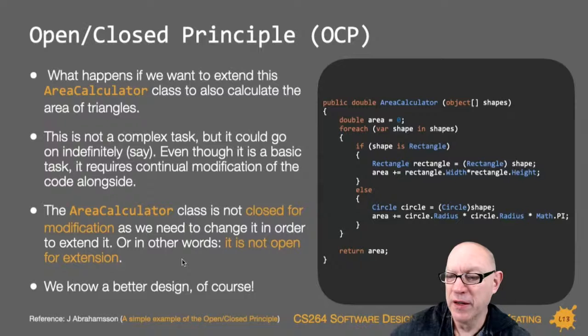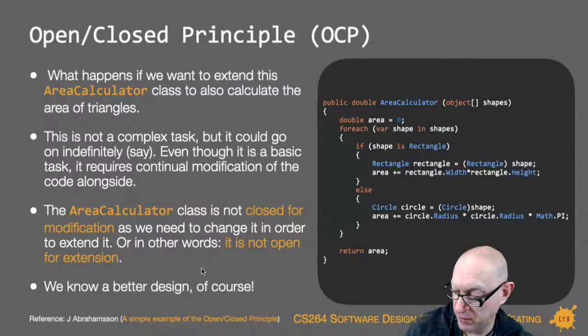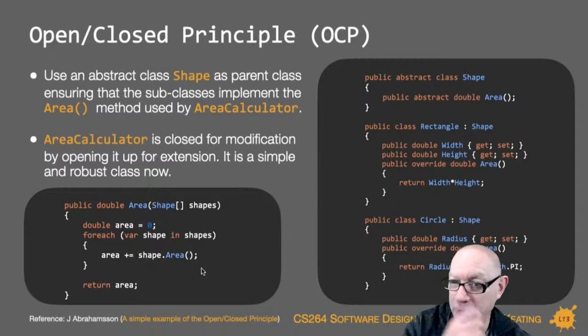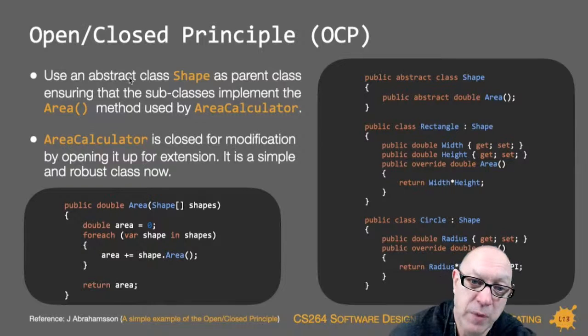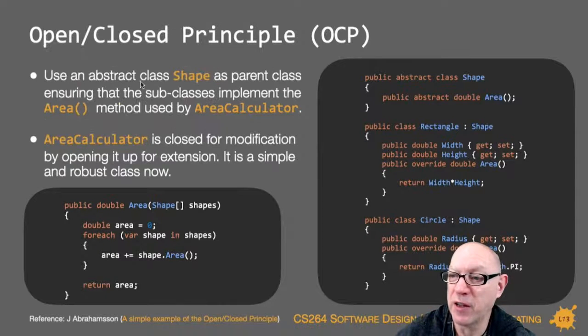Okay, so what's happening here tells us that the class is not closed for modification, because we need to change it in order to extend it. In other words, it's not open for extension. We do know a better way of doing this, of course, and that's to look at subclassing. A better way is to use an abstract class, Shape, as the parent class, and that ensures that the subclasses implement some area method used by the area calculator.